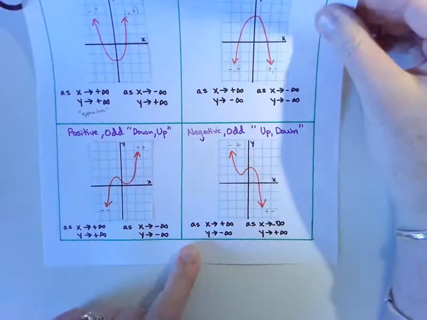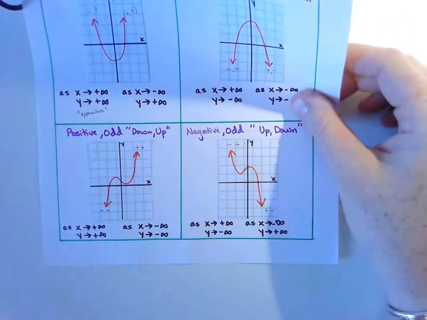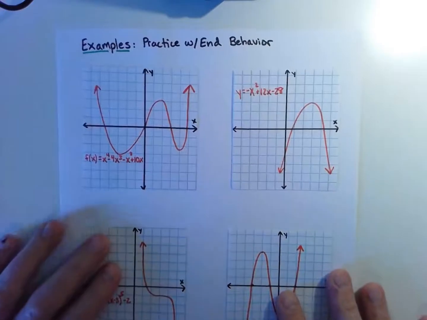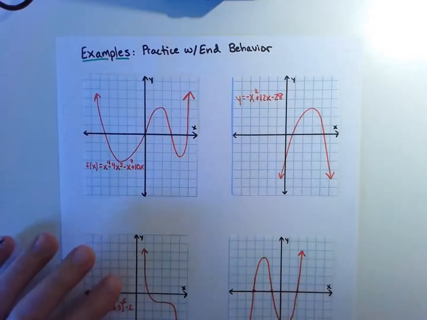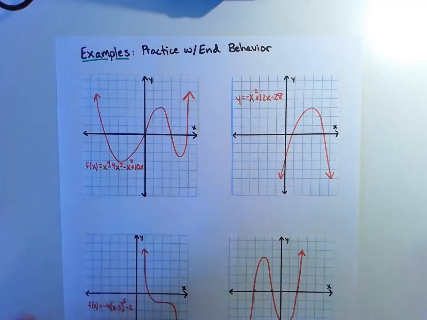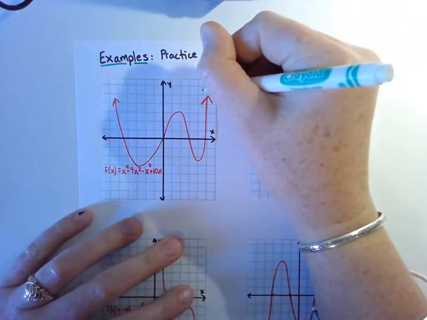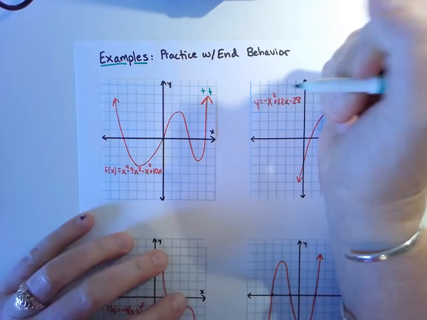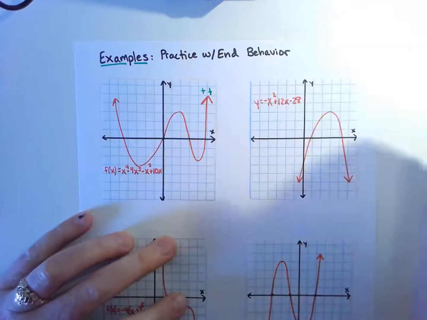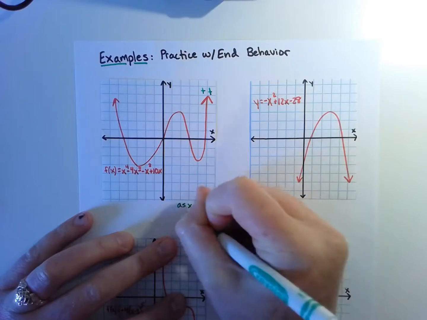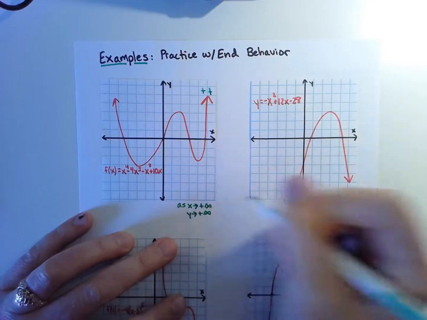Okay, so on the next page, we have some examples. Here they are. So let's practice. So when we look at this first graph, we see that the graph is headed off up here into this first quadrant. So it's going to be positive for x and positive for y. So we would say as x approaches positive infinity, y also approaches positive infinity.